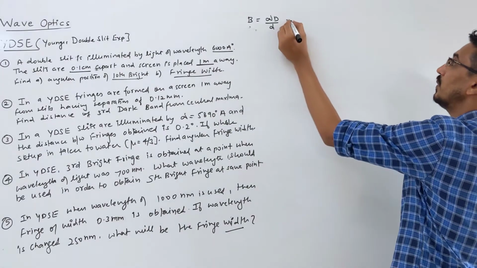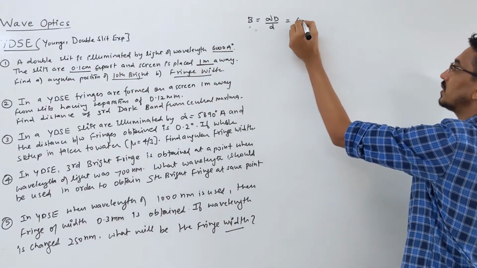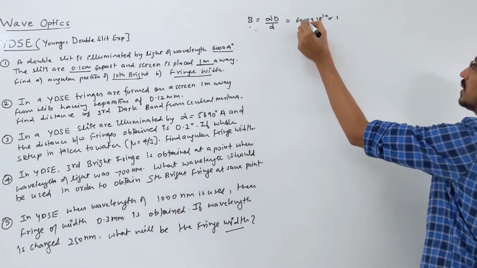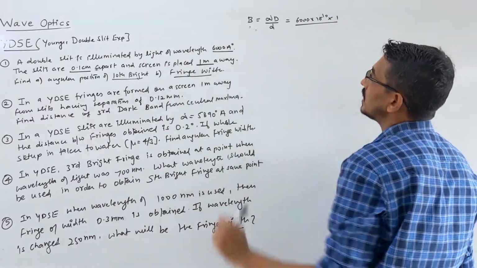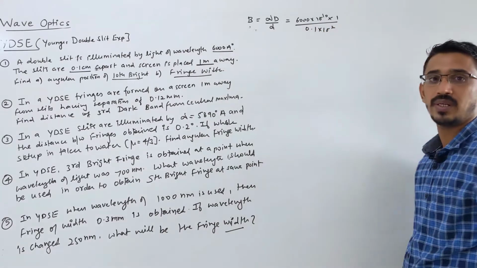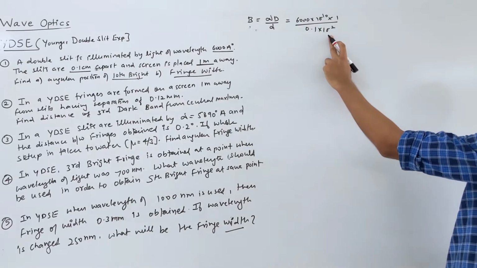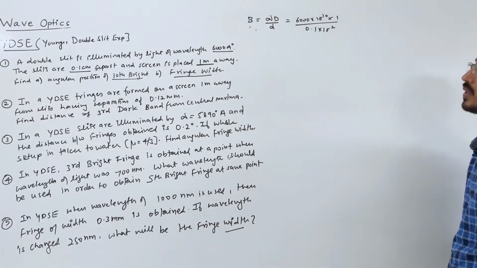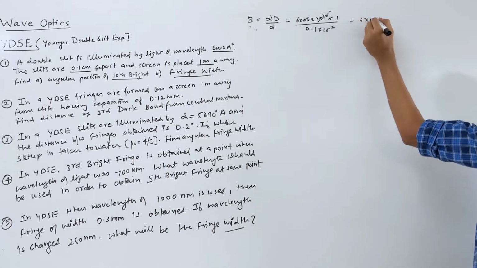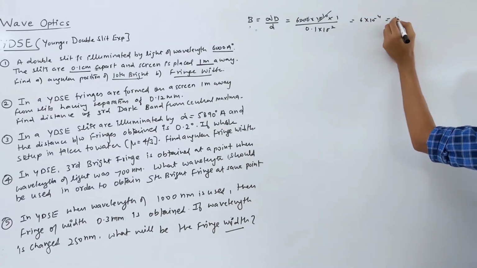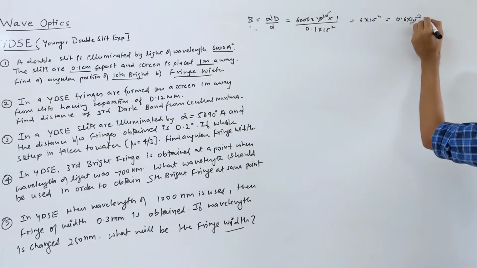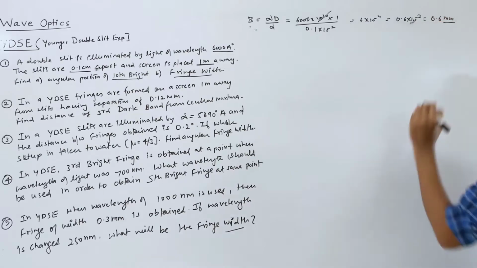So all values are given to you. Lambda, wavelength, is given as 6000 angstrom, so 6000 into 10 power minus 10. Fringe distance, the screen distance, is given as 1 meter, and distance between slits is given as 0.1 centimeter. 0.1 centimeter into 10 power minus 2 to convert into meter, this becomes 10 power minus 3, right? Minus 3 goes to become plus 3. So you're getting 6 into 10 power minus 4, or you can write 0.6 into 10 power minus 3. So the answer should be written like 0.6 mm. That's your fringe width.